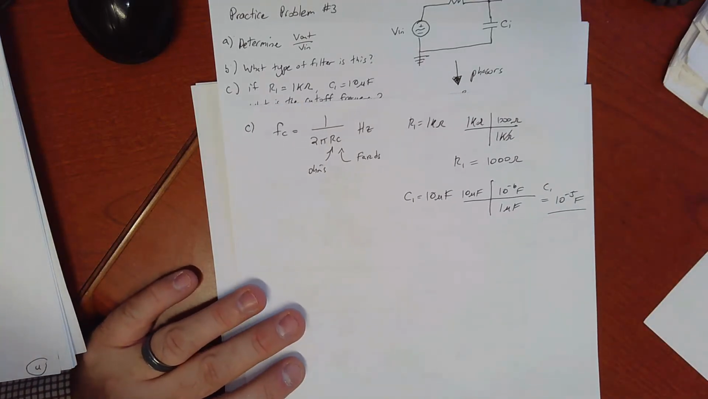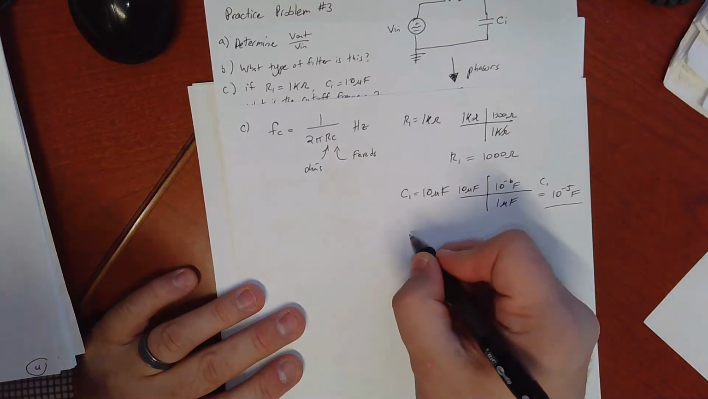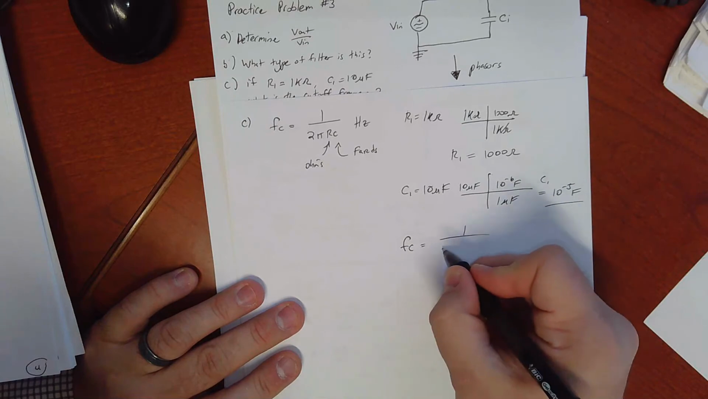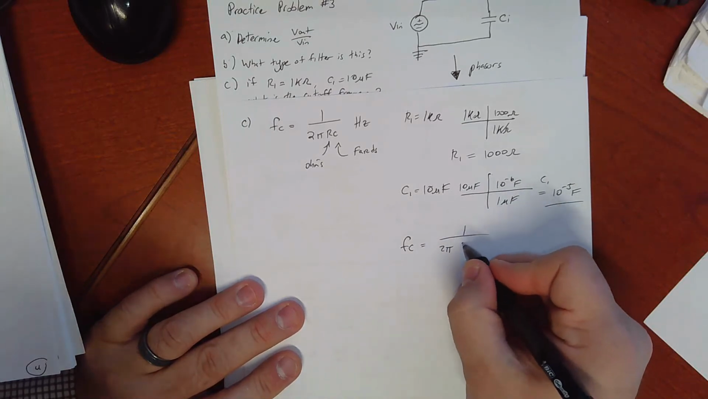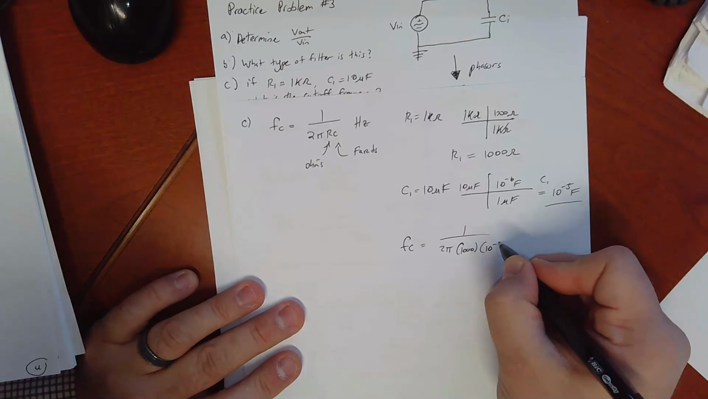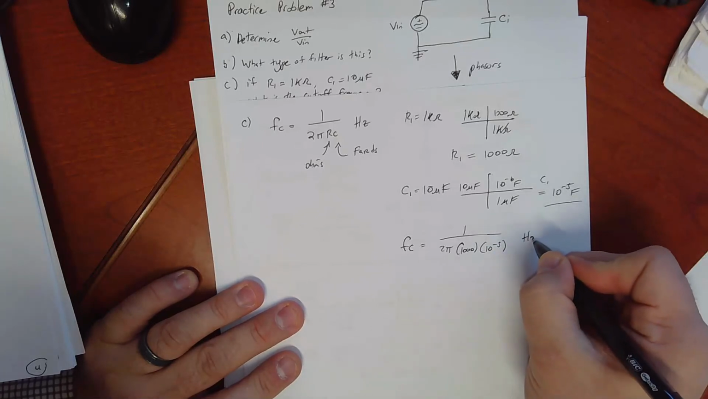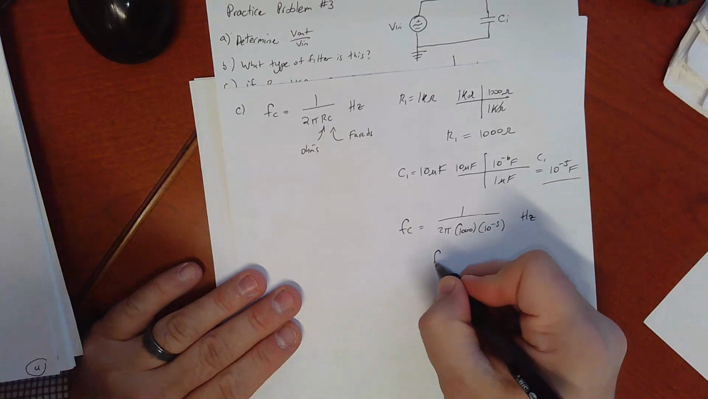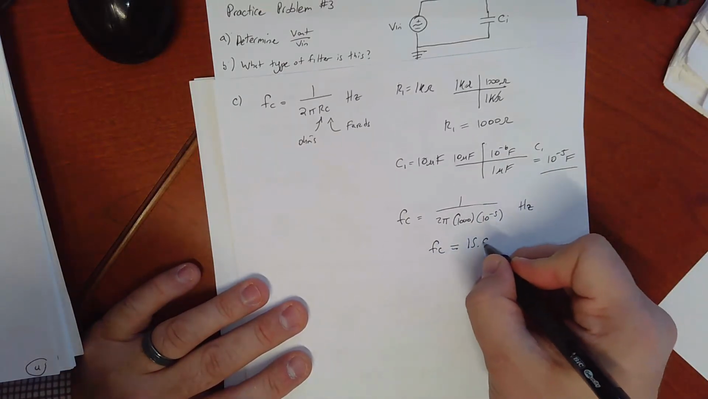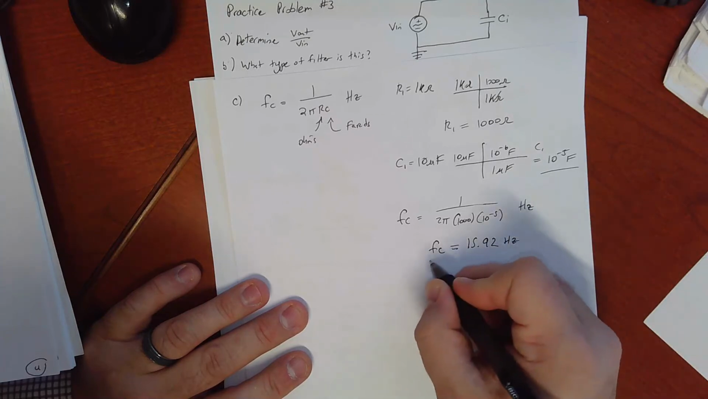So we can plug it in. We say that our f sub c is going to be equal to 1 over 2 pi times 1,000 times 10 to the negative 5. It's going to be in hertz. And if you plug that in, you'll get that your cutoff frequency is equal to 15.92 hertz.